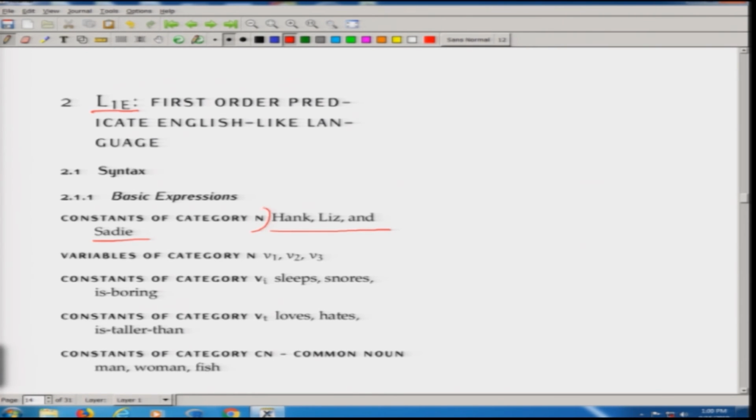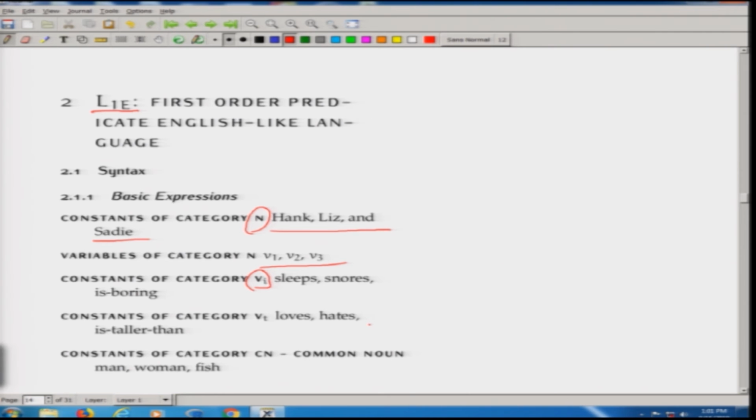These belong to the category N, and then we have 3 variables V1, V2, V3. We could have more, ideally through Vn, but 3 will do. And then we have the category Vi, with 3 members: sleeps, snores, and is boring. And we have constants, so loves, hates, is taller than. Sorry, these are constants of category Vt, that is, these are 2 plus predicates.